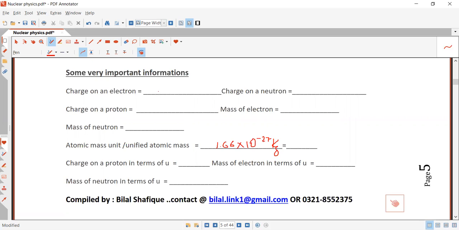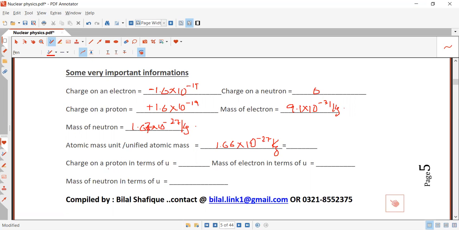Charge on an electron is this, of negative sign, and the charge on a neutron is 0. Charge on proton is this, and the mass of electron is, students, this. This will be given in the data booklet. And the mass of neutron is this, kgs. This will also be given.